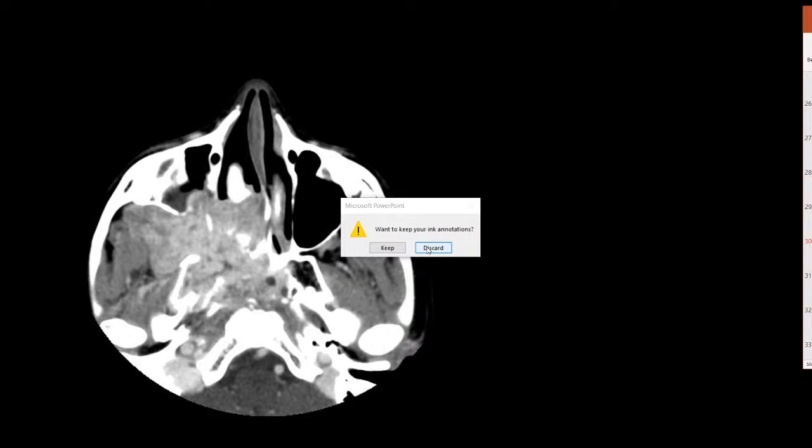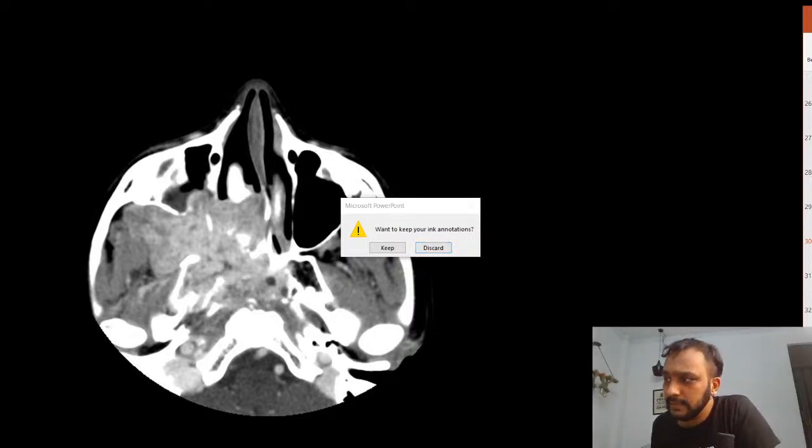Very good. This was a case of an intensely enhancing lesion in the region of the temporal fossa and pterygoid fossa, originating from the sphenopalatine foramen.